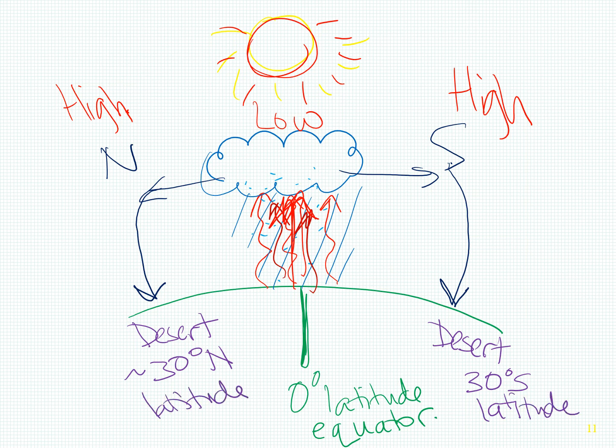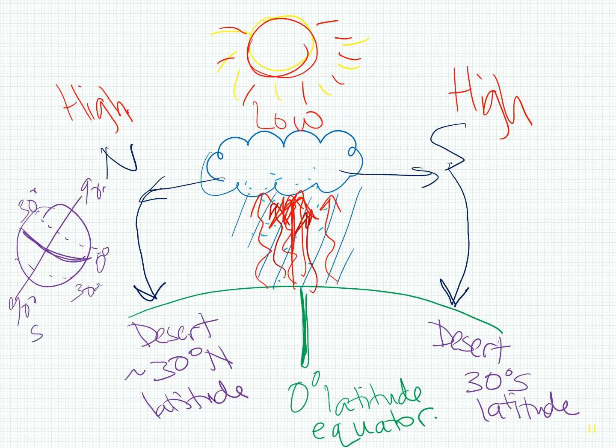And just remember, latitude, when we're looking at the earth, the equator is at 0 degrees latitude, and then it's about 30 degrees latitude north. The North Pole is at 90, and then 30 degrees latitude south. And the South Pole is at 90 south. This is north, this is south. Now, this air that's pushing down, that is forming the desert here because it's very dry air.